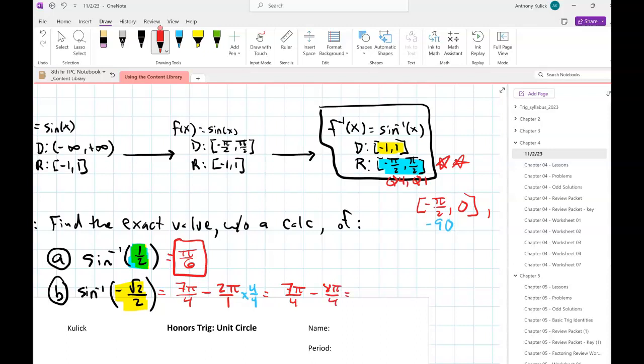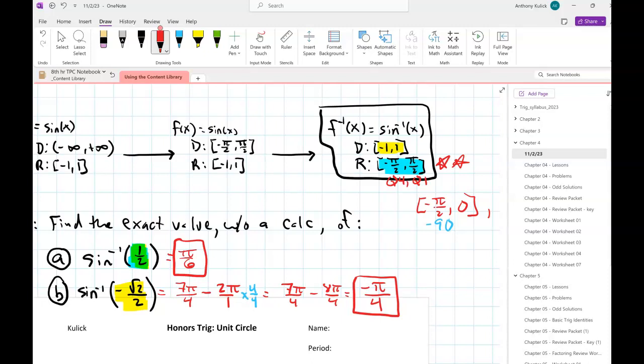So what's 7 pi minus 8 pi? Negative 1 pi, and then the denominator will still be 4. And we notice that that is definitely between negative a half and positive a half, because negative a quarter is bigger than negative a half, right? Everybody's cool?